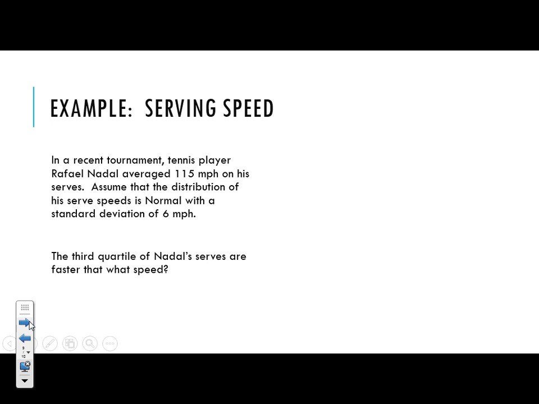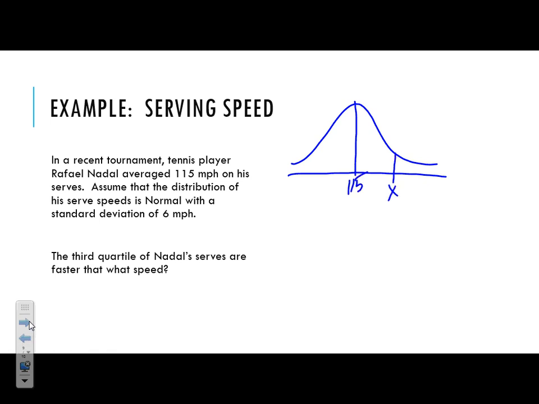So let's go back to our problem here. Let me redraw the picture real quick. Again, we've got 115 in the middle. We don't know what this boundary value is, but we know that we have shaded 75% of our data to the left. So this time, if we want to utilize our inverse normal command, we're going to input some values. Let me talk through the values you need to input. If I'm going to use my inverse normal, instead of using an upper and lower bound, I just need to give it the percent to the left.